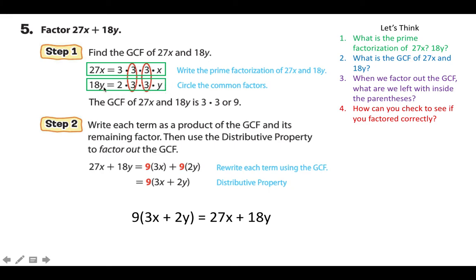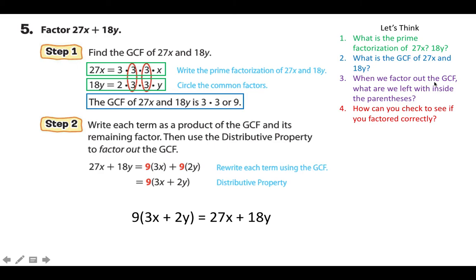Same idea here. We don't know the value of y, so we still have to maintain that variable in our prime factorization. Now, to find the greatest common factor, we're going to circle the common factors. That was 3 and 3, and use 3 times 3 to find our greatest common factor. So, what is the greatest common factor of 27x and 18y? It's 9. 3 times 3 gave us 9.